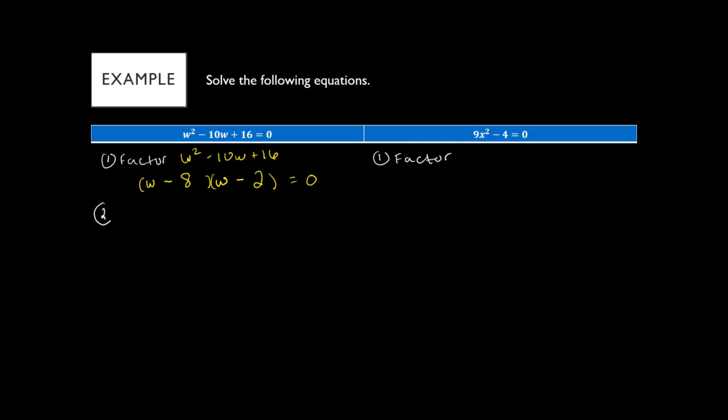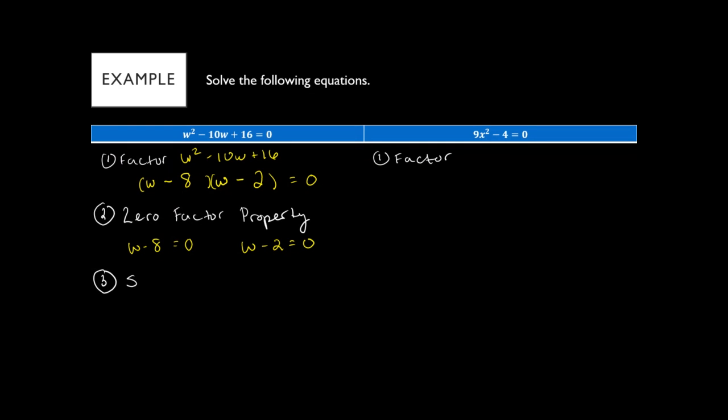So once you factor, your second step is to use the zero factor property. And that's where you set each factor equal to 0. So the first one is w minus 8, so I set that equal to 0. And then the second one is w minus 2 equal to 0.